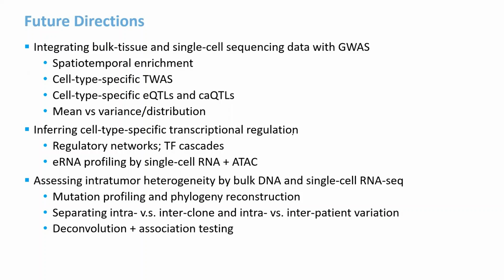And of course, by doing so, we feel that we're able to control for the DNA level confounding when we look at the RNA variation, or we can separate these different levels of variation. Then you can also do some deconvolution and association testing. So I think that's all that I have. I hope it's not too overwhelming. Thank you so much.